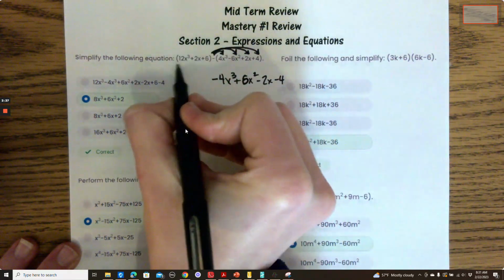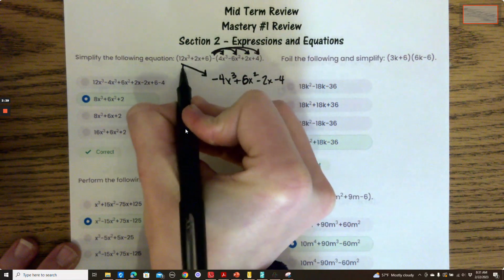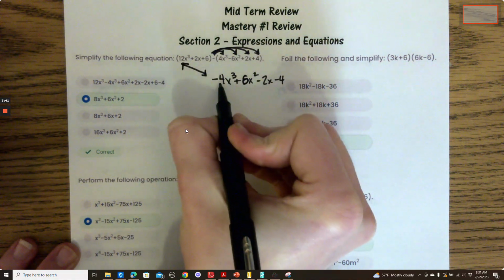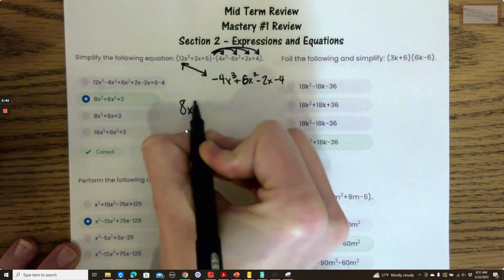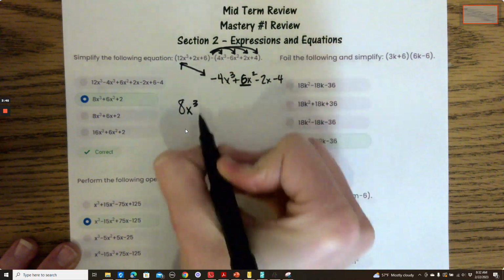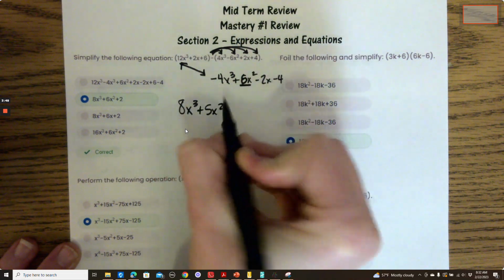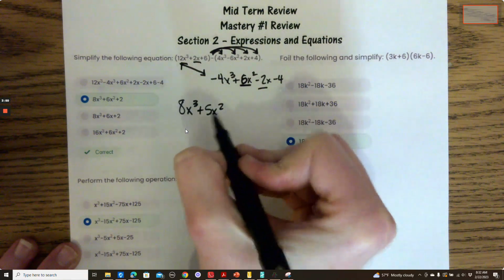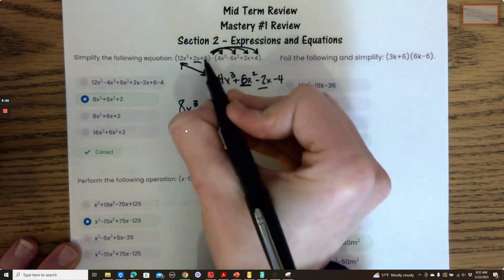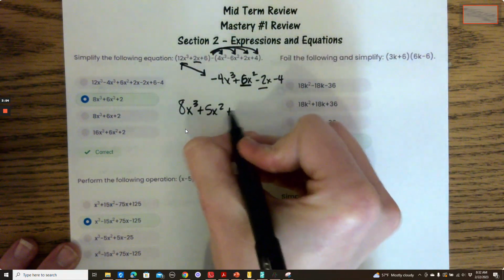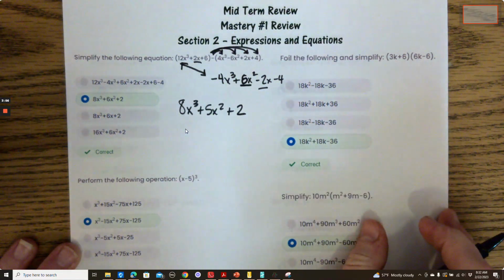And then all you're doing is combining like terms. So these are like terms. 12 plus negative 4 is an 8. There's no other squared term, so 5x squared. 2x and negative 2x are like terms. They cancel each other out. And then positive 6 and negative 4 make a positive 2.